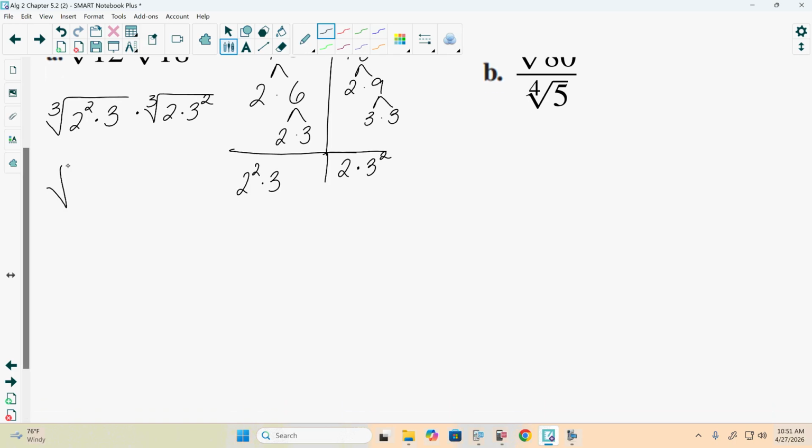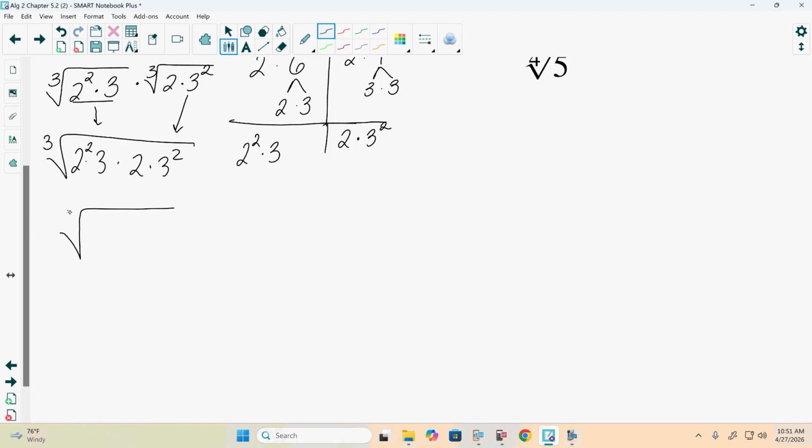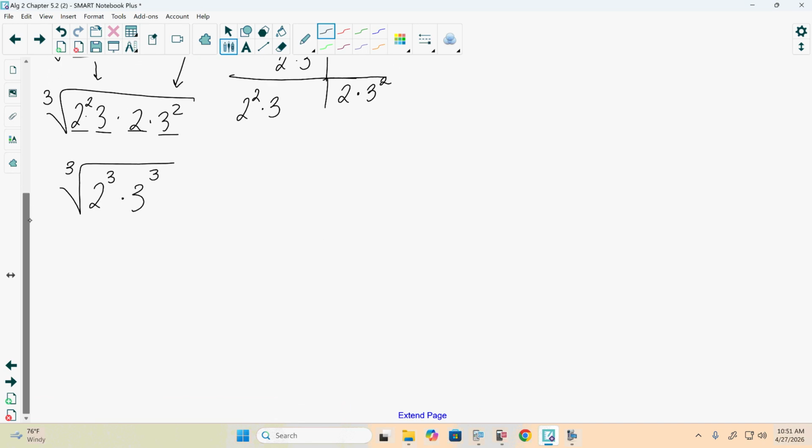But according to our previous radical property, our product property, if I have 2 like radicals being multiplied, we can multiply what's inside. So that's telling me I can take the cube root of 2 squared times 3 and multiply it by the cube root of 2 times 3 squared. Both like radicals, so we can multiply what's inside. And as we multiply these here, 2 squared times 2, I now have 2 being multiplied by itself 3 times. 3 times 3 squared is going to be 3 multiplied by itself 3 times.